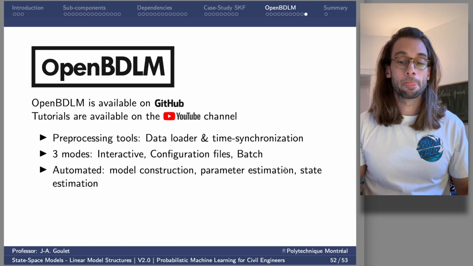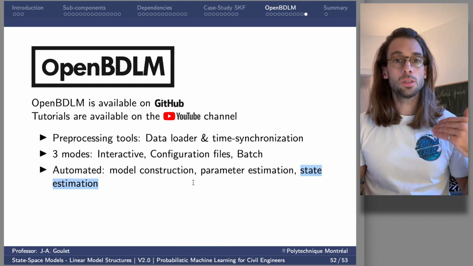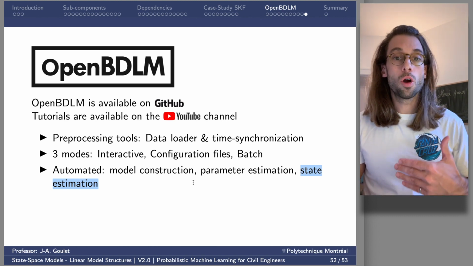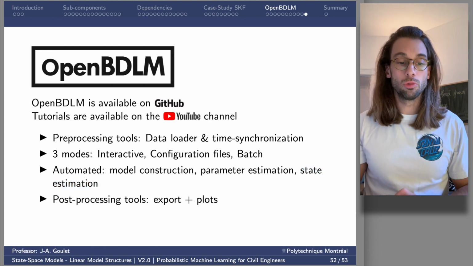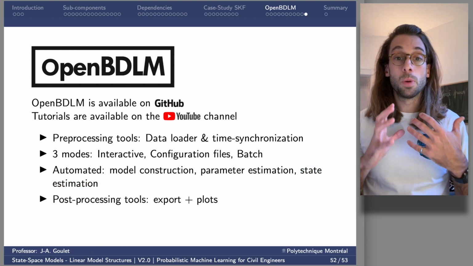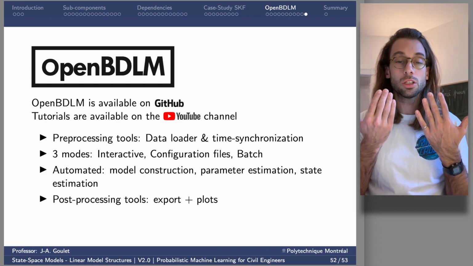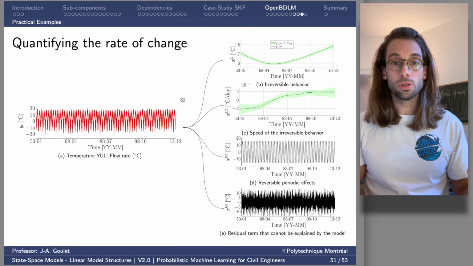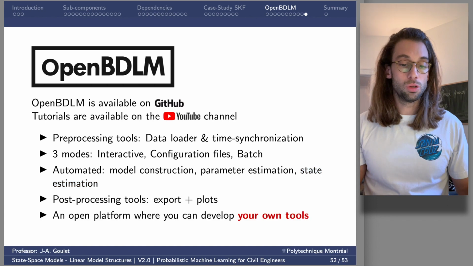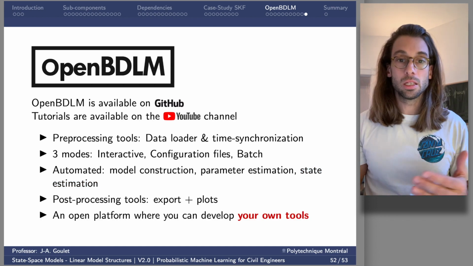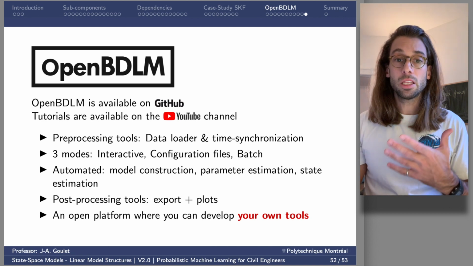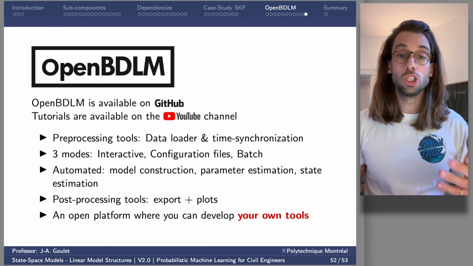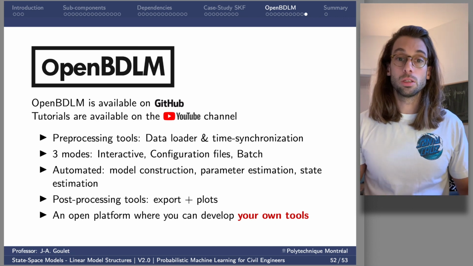And finally, you can do state estimation, so either Kalman filtering or Kalman smoothing, using either the Kalman filter formulation or the more numerically robust UD formulation. And finally, you have several post-processing tools, either to visualize the results and also to export plots. So all the plots you've seen here are directly exported from OpenBDLM. This is for you to use. And finally, it is, and it's going to remain, an open platform, so you can directly use it and also develop your own tool specifically designed to address your needs if they're not already fulfilled by what's in there.